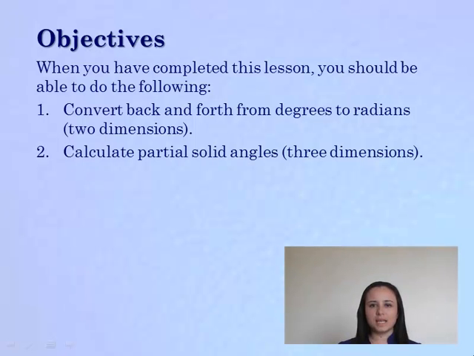When you've completed this lesson, you should be able to convert back and forth between degrees and radians, those are angle measures in 2 dimensions, and calculate partial solid angles, which are angle measurements in 3 dimensions.